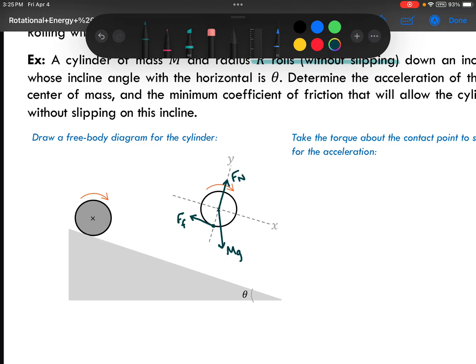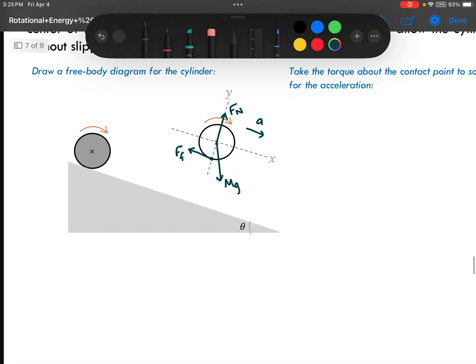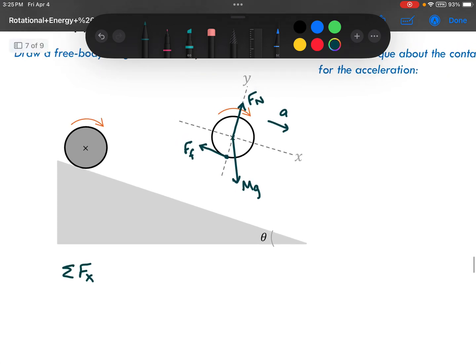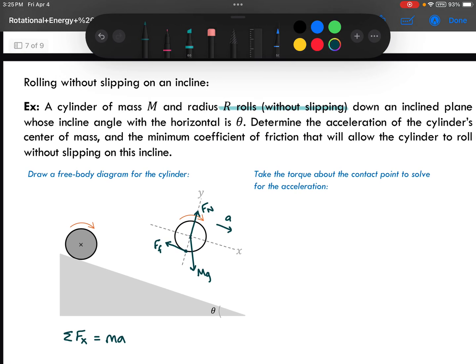All right, and so when we look at which way the acceleration is, we know that our object is accelerating down the ramp in the x direction. And so we're looking at the net force in the x direction, and we know that equals ma. And a is our translational acceleration, but that's what we're looking for, right? The acceleration of the center of mass. Well, the center of mass is just going to translate. So we are looking for that linear acceleration.